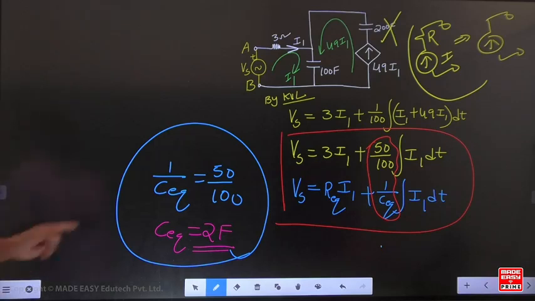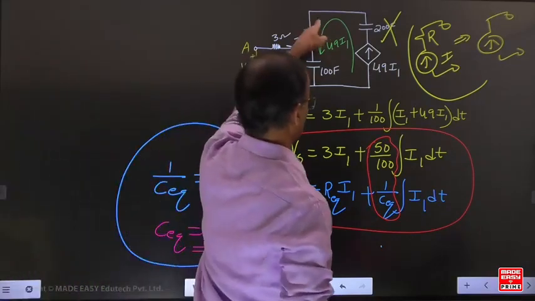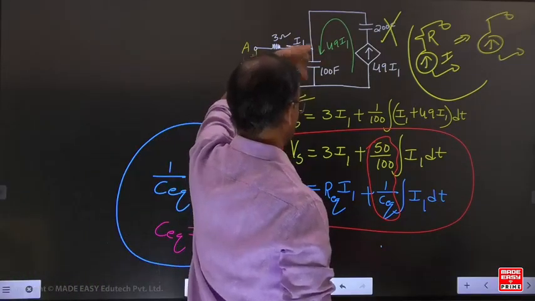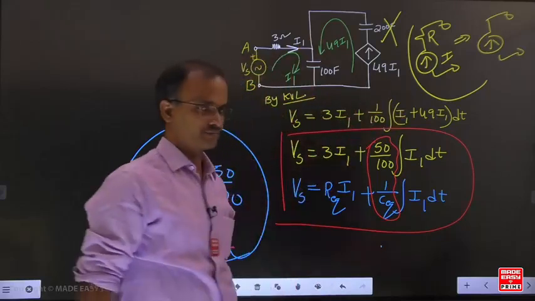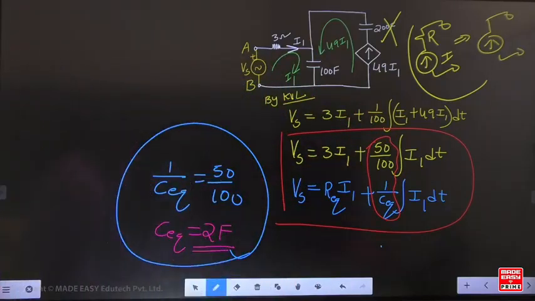Prince Kumar, look here: I1 is downwards, and 49 I1 is also downwards. Both are in the same direction, so we write plus. Okay.